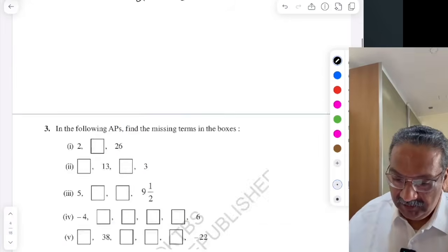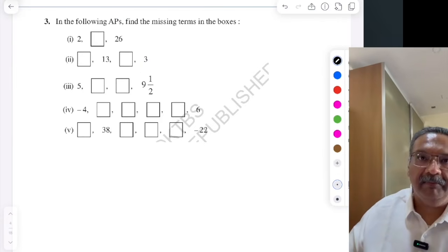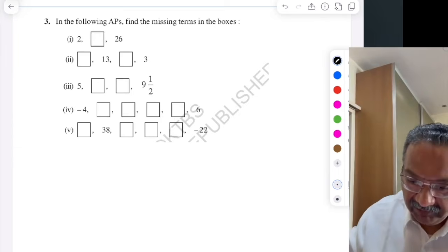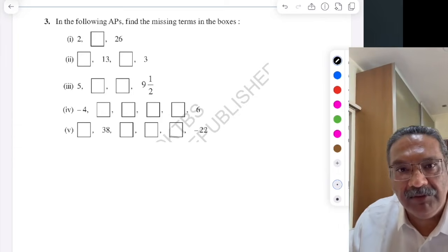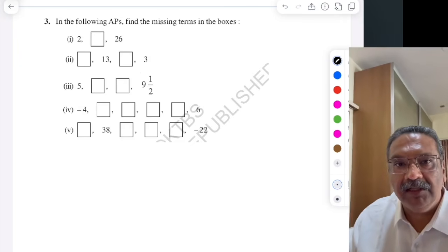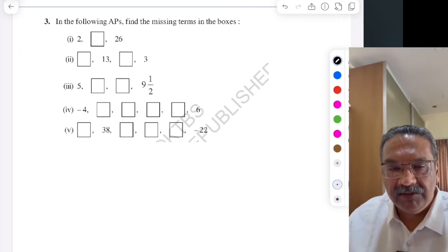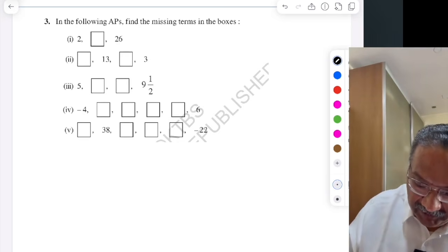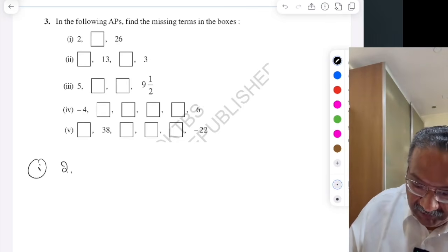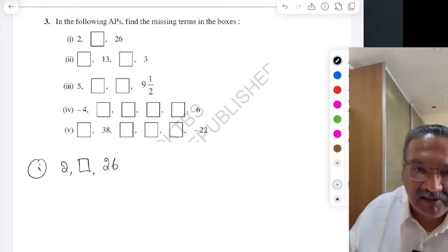Okay, let's continue with the third one. In the following arithmetic progressions, find the missing term in the box. An arithmetic progression is given, and we have to find the number in the box in the given sequence. The first one is 2, box, 26.